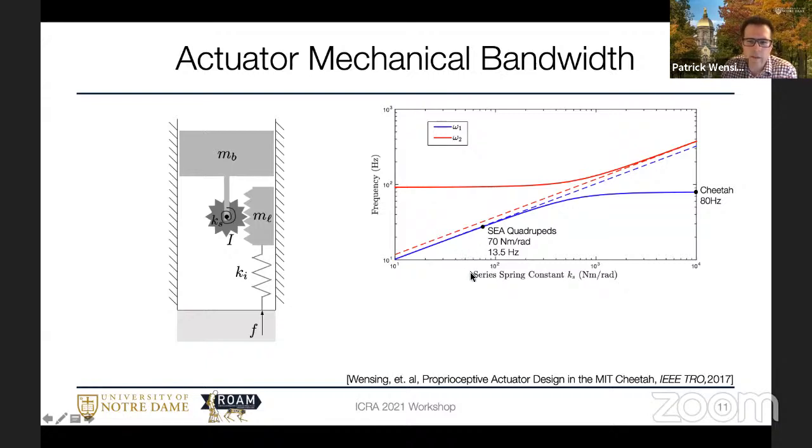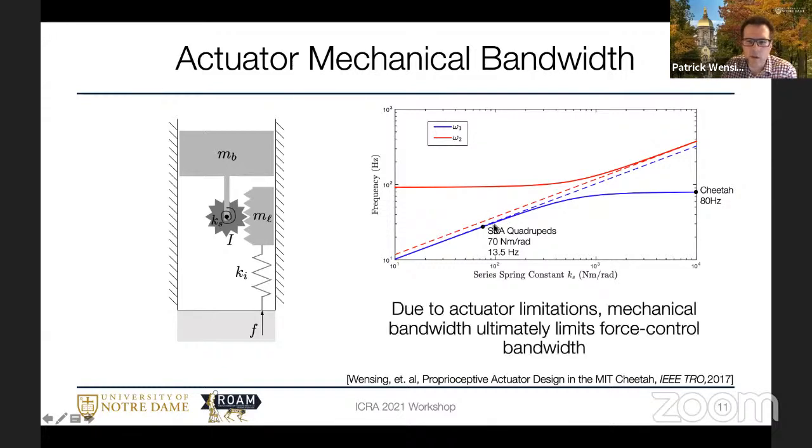And so the point I want to emphasize here is that this is really open loop bandwidth. But if you want to do something that's faster than this with an SEA, you can, but it often takes a lot of control effort. And in practice, we see that the bandwidth for these SEA robots is roughly similar, around here. And so the overall observation is that due to actuator limitations, mechanical bandwidth, this open loop force delivery bandwidth, ultimately limits force control bandwidth when you incorporate feedback.